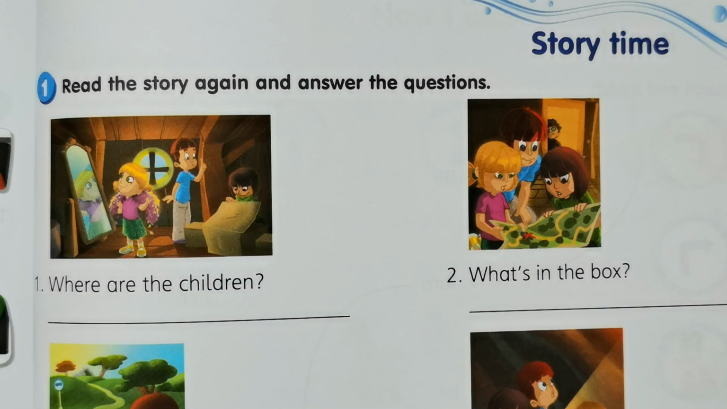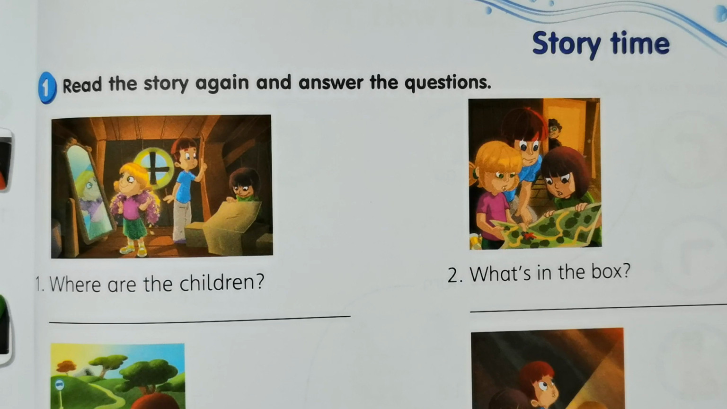Okay, pupils, we are on this Get Smart Plus 3 workbook. We are on page 57, module 7, story time. Activity 1, read the story again and answer the questions. You will need to refer to the student's book, pages 72 until 73. There are a total of around 6 pictures. You read the words inside those pictures, and then only you can answer these questions.